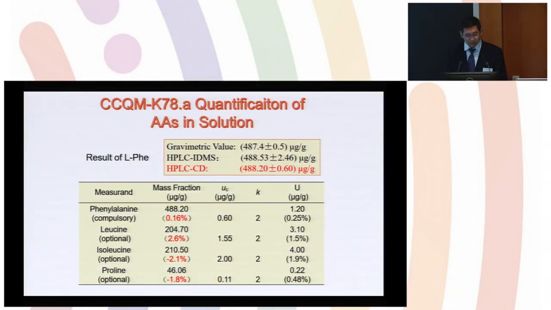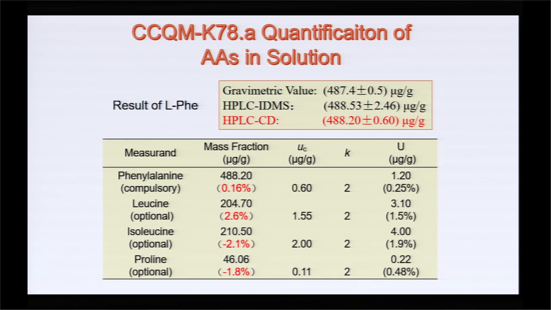And the bias was only about 0.16%. We have also tried this technology for leucine, isoleucine, and proline quantification. However, because the concentration is lower than the optimal concentration range, and due to the separation problem, the results of these 3 amino acids are not as good as that of phenylalanine.